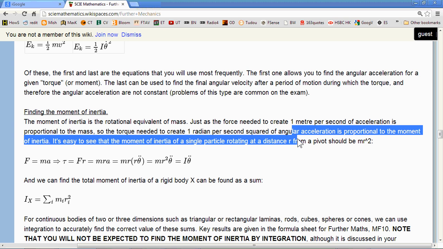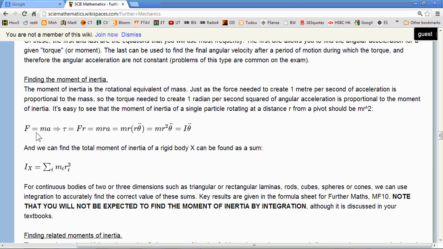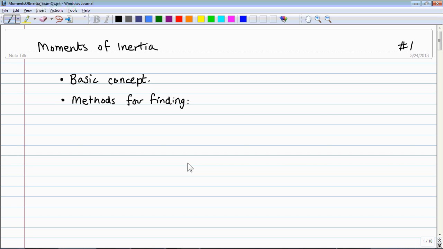And to see how that works, imagine a single particle, not a whole body, rotating around a center. I'll write it out in notes. So here's a center, let's call it O, and here's a particle, let's call it P. And P is going to travel in a circle around O, so that the radius is R. Well, we know that F equals ma. So let's write F equals ma.